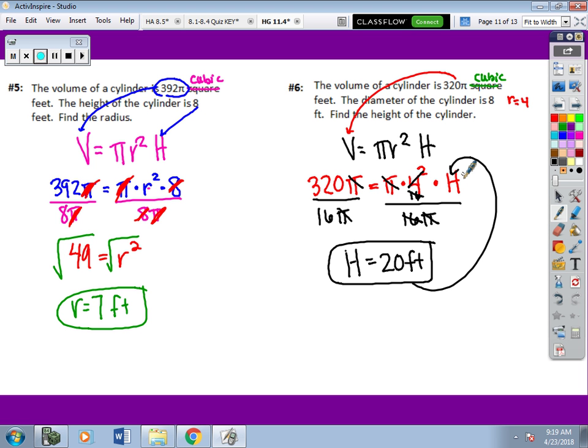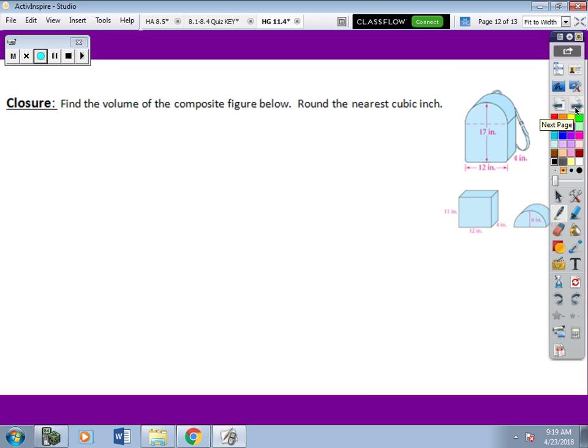Now again, volume of a composite figure is a lot easier. Do you have this on your paper or no? Can you scribble it out? Normally they won't break it up for you and you'll have to figure out those numbers on your own. So let's make sure you know how to.